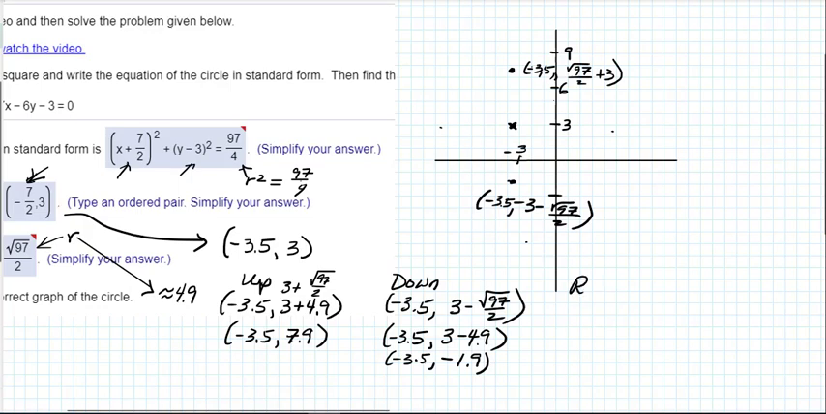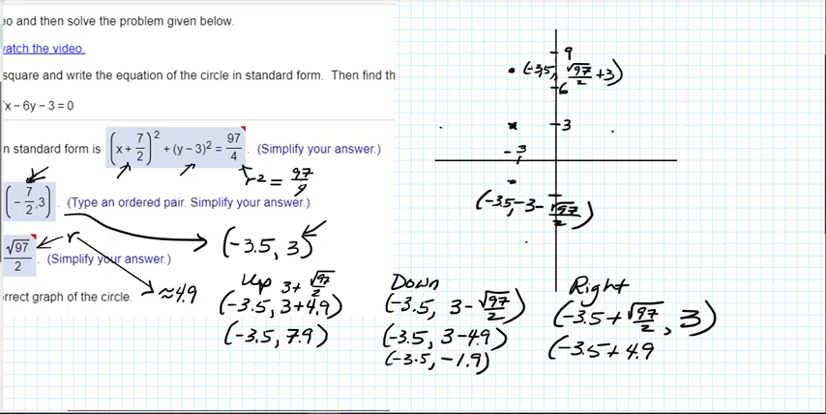And then to go to the right from the center point, we have to add to the x coordinate. So we're looking at (negative 3.5 plus the square root of 97 over 2, 3), right? This is the center, (negative 3.5, 3). It's the x coordinate that's affected by going to the right. But we have to think of it as negative 3.5 plus 4.9. So let's see, that would be what? 1.4? (1.4, 3). So we're going to go to the x coordinate 1.4.